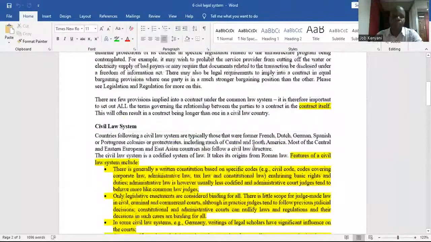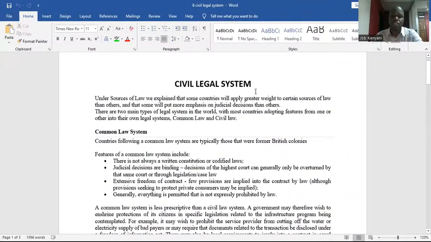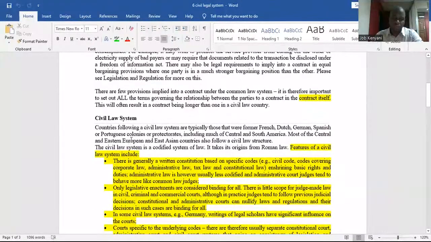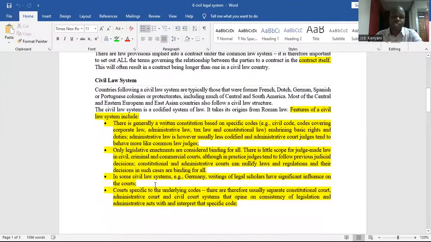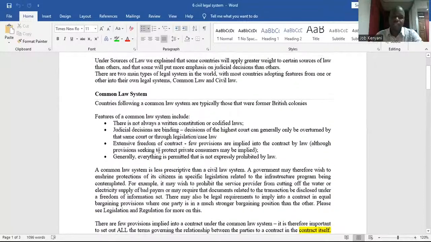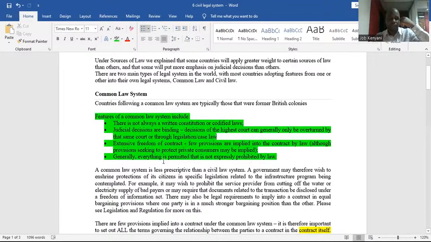So for example, here you have what you are calling the civil legal system, and the common law legal system. These are the characteristics; I think we looked at them last time. So the features, for example, for the common law legal system are here. There is no written constitution or formal documentation in terms of the laws guiding such a system. So they rely on the common law.